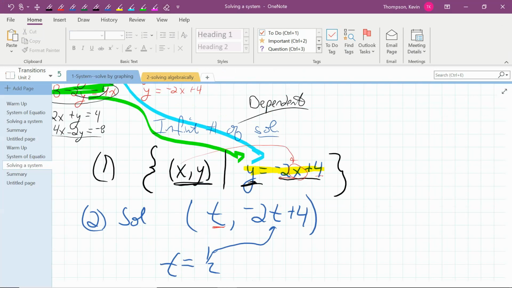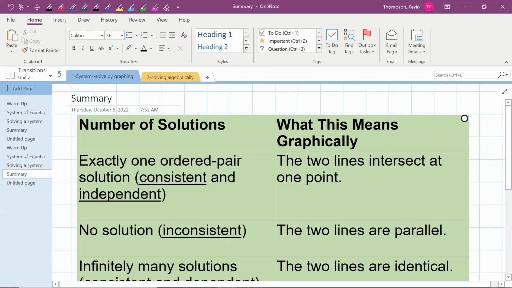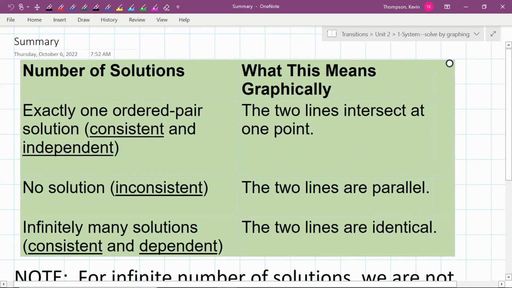So, in summary, exactly one ordered pair: if you have one ordered pair where those lines meet, then we call that consistent, and we'll use this phrase independent. If there's no solution, then it's inconsistent, the lines are parallel. If it's an infinite number of solutions, again, that's consistent. So notice the consistent ones here are when there is an answer. It's dependent because the two lines depend on each other. They're really the same line. And that's what this is saying.